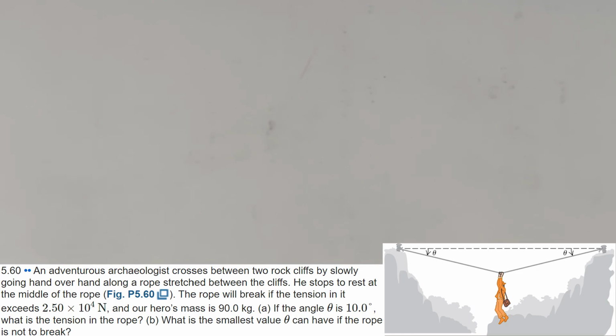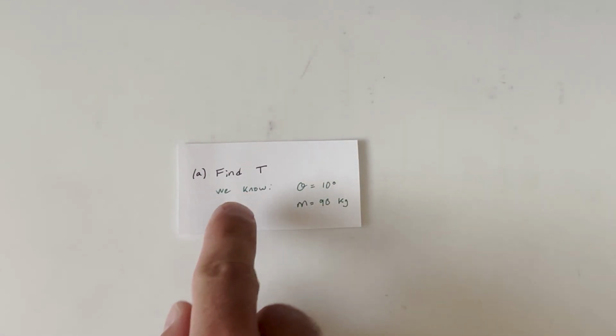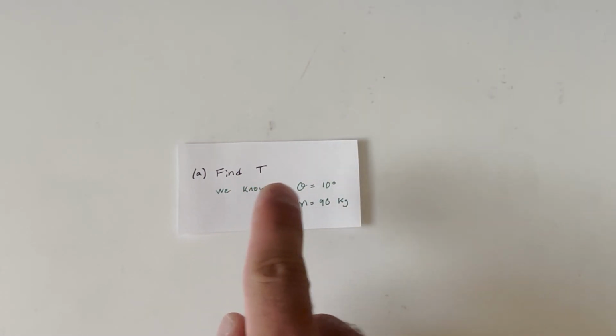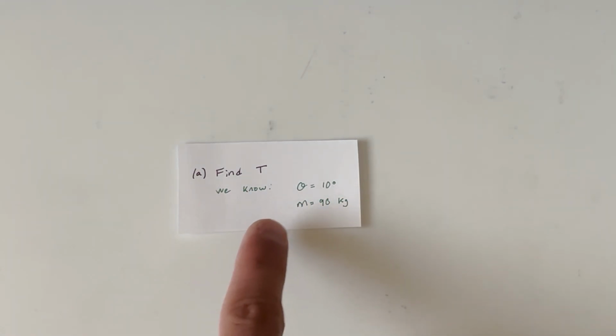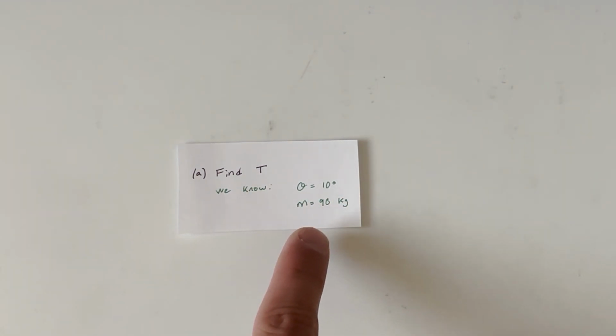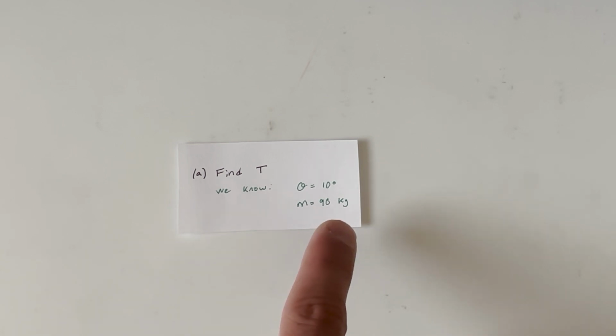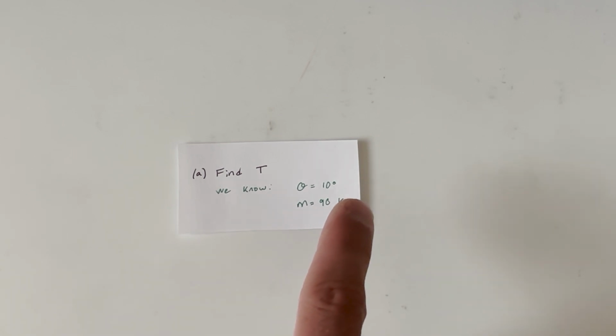So first of all, let's solve part A. We want to find the tension in the rope. We're given the information that the angle of the rope is 10 degrees and the mass is 90 kilograms. So this is the mass of the archaeologist, right?